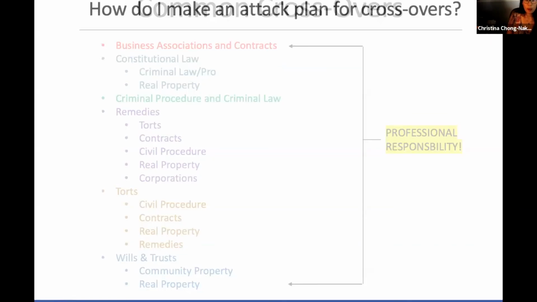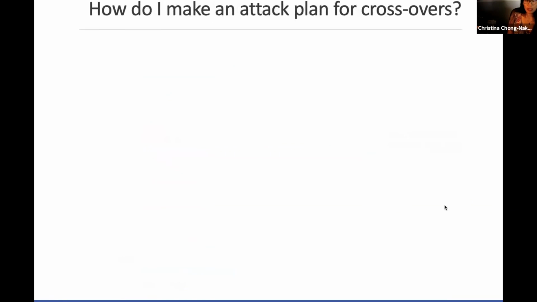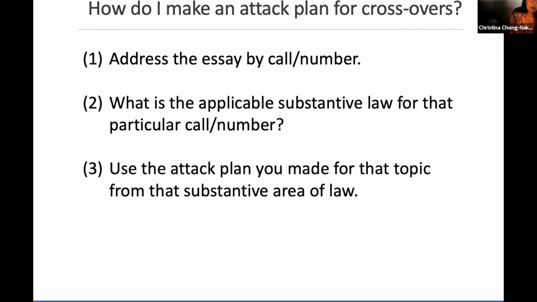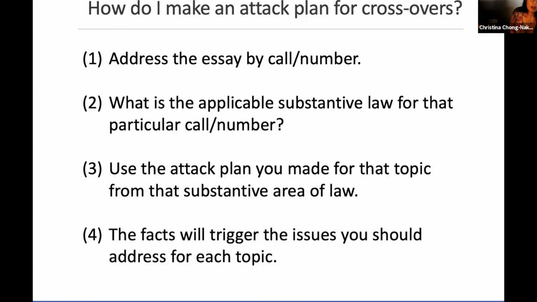Now, finally, before we do our practice, how do you attack these in a step-by-step manner? Like we said, address the essay by call or number. So first identify that substantive area of law, and then just identify, okay, we're doing crim law. After that, you're going to use the attack plan you made for that substantive area of law. So again, address the essay by number or call, then apply the substantive law, and then use your attack plan. And then the facts will trigger the issues that you're going to address for each topic. So again, it's nothing different than what you're doing for regular essays. There's just that extra step that usually you're going to have to split up by prompt, and you're going to have to identify what substantive area of law you're dealing with.